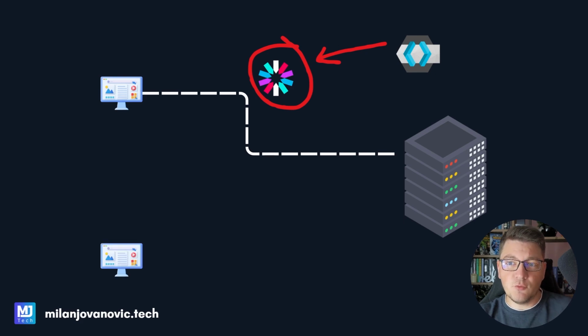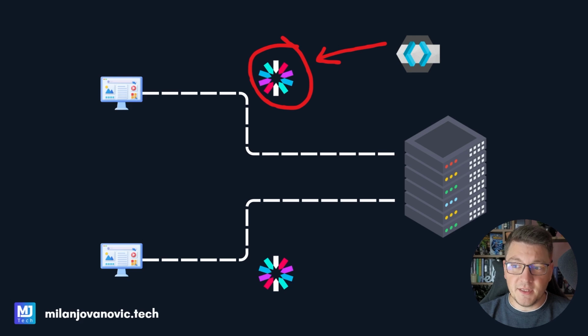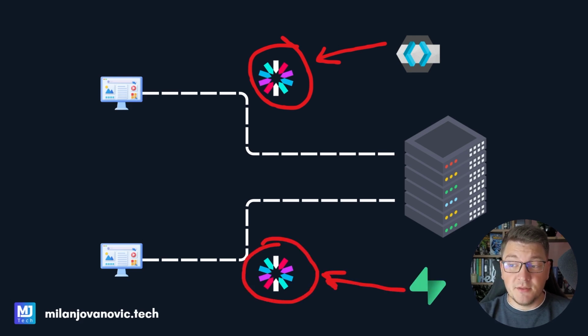But let's also say we have a different client application that also needs to authenticate with our web server using JSON Web Tokens. But an additional requirement is that this JSON Web Token is issued by Supabase, and our web application must be able to authenticate both of these JSON Web Tokens. Now, what are the use cases for something like this?